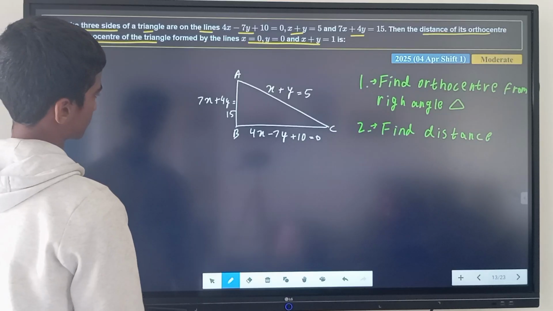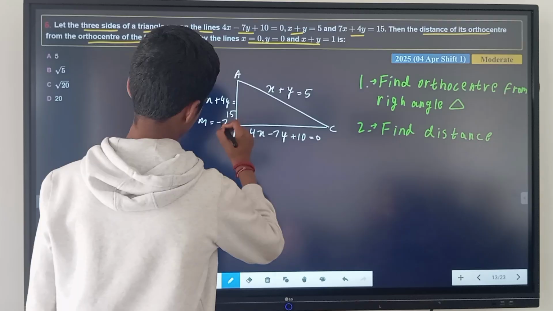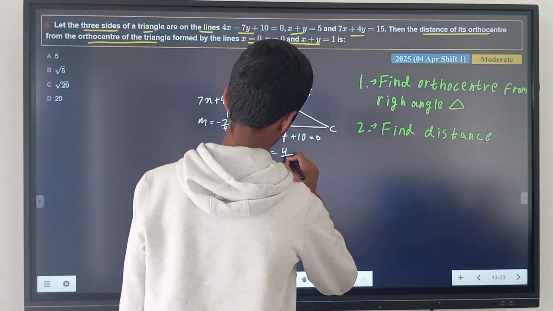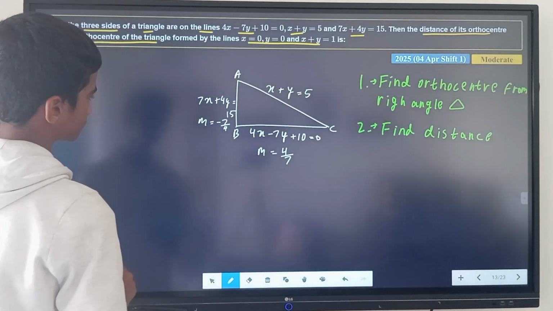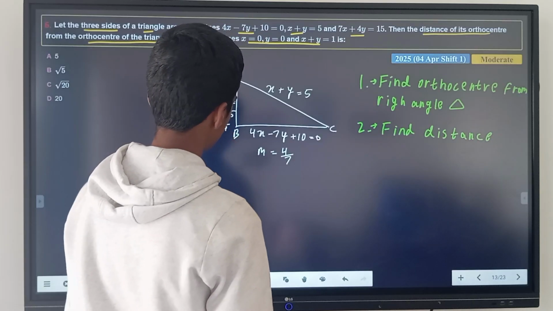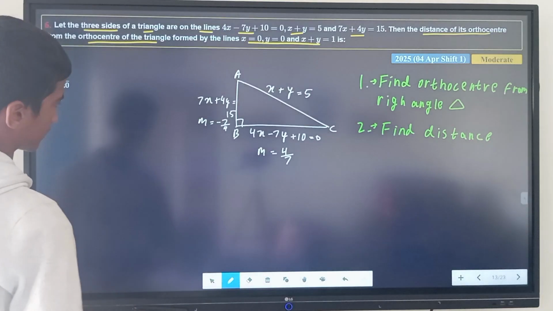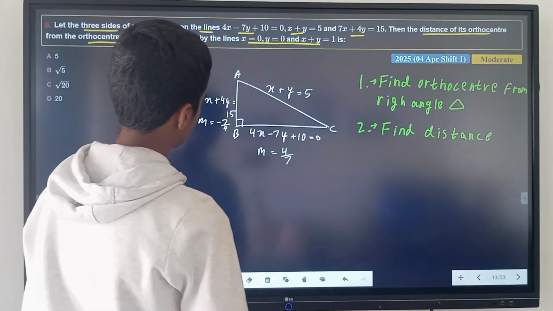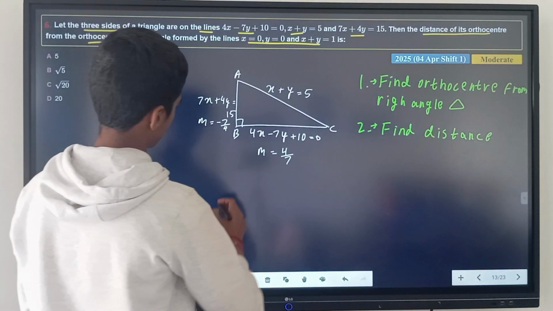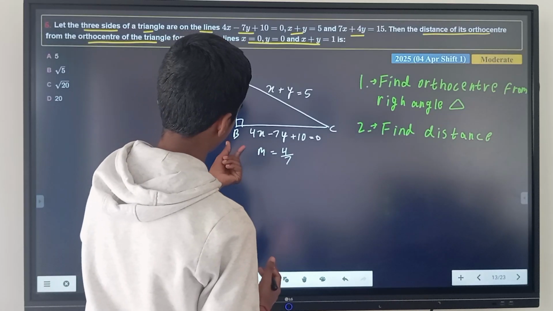Now I said these are right angle triangles because the slope of this line will be minus 7 upon 4 and slope of this line is 4 upon 7. Now we can see when we multiply these two, we get minus 1. This means these two lines are perpendicular. Now these two lines are perpendicular, so our orthocenter for this triangle will be point B.